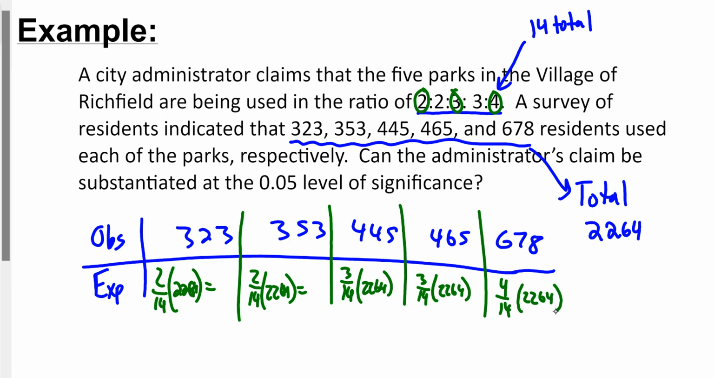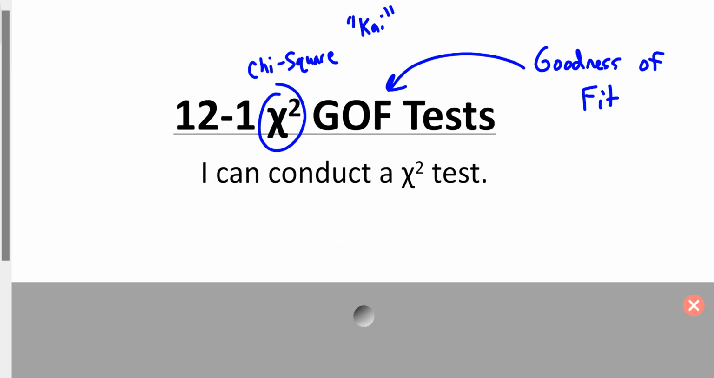But then you'd run the same sort of test. It's a goodness of fit test. We're checking the observed compared to the expected. All right? So that is section 12.1 on chi-square goodness of fit tests. See you next time.